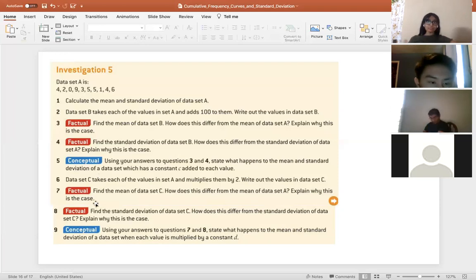Data set C, were you saying something? Okay. So data set C takes each of the values in set A and multiplies them by 2. Write out the values in data set C. So I'm going to put that in my calculator real quick. Make sure you're taking this from the first set of numbers, not set B.